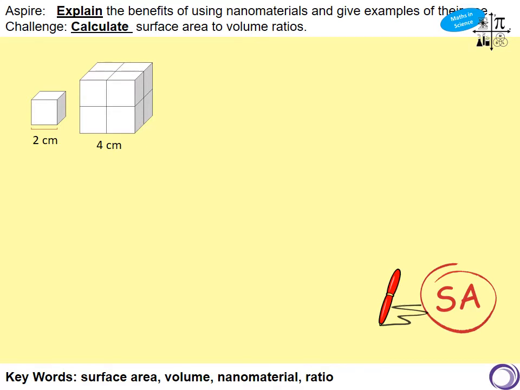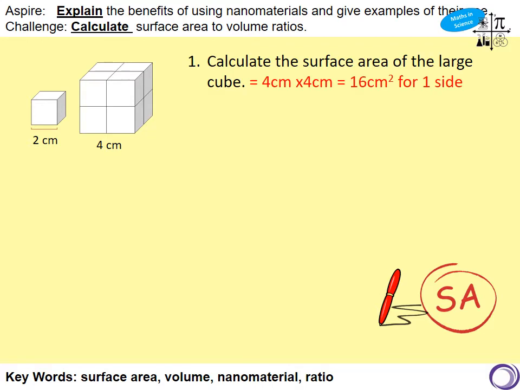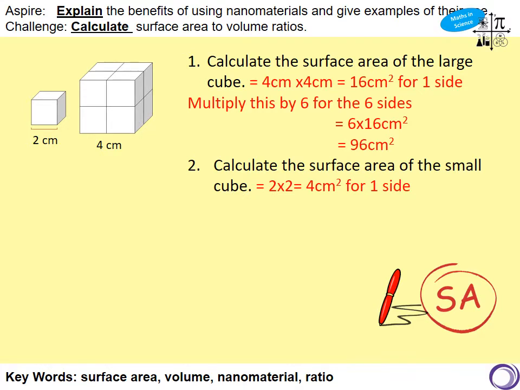Let's see how you got on then. So the area of the large cube is 16 centimeters squared for one side. So for all 6 sides, it's 6 times 16, which is 96 centimeters squared. The total surface area of the small cube then is 4 centimeters squared for one side, times that by 6, and we get 24 centimeters squared.